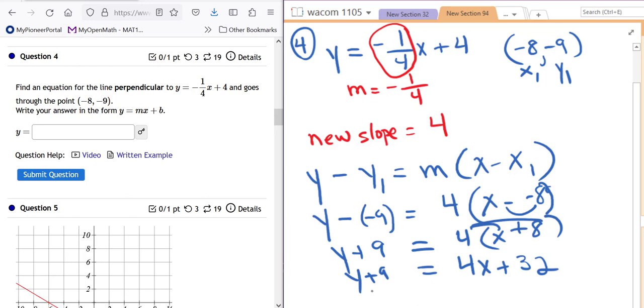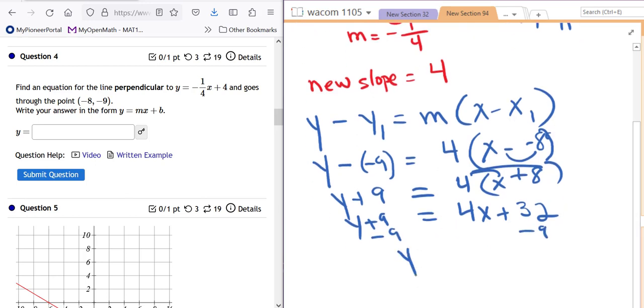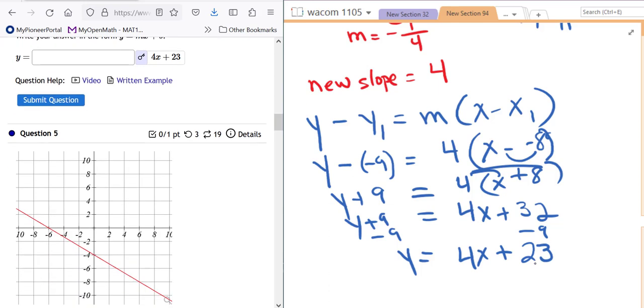And we need to subtract the 9. So we get y equals 4x plus 32 minus 9. 12 minus 9 would be 3. So 23. So 4x plus 23. They already had the y equals, so that is part of your equation.